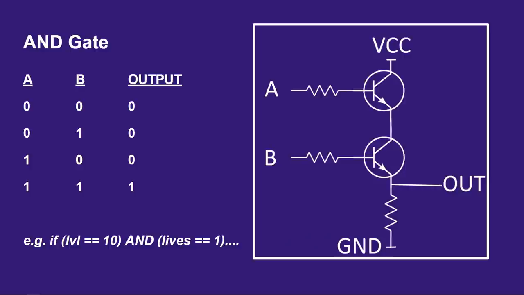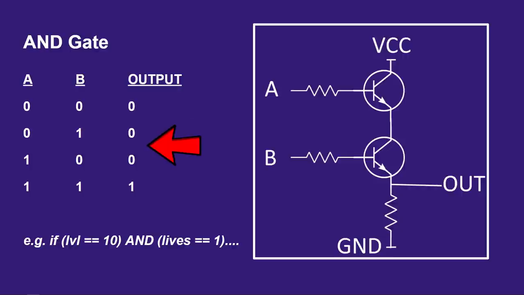So let's look at the logic of an AND gate. An AND gate, if I've got, down there at the bottom, if level is equal to 10 and lives is equal to 1. So you want both things to be true. If it's level 10 and they've only got one life, then we want to do something in our game, let's say, that we're writing here. So the truth table, as they call it, for an AND gate is this. When there's 0 and a 0, you also want a 0. So if neither of them are true, then the final thing is not true.